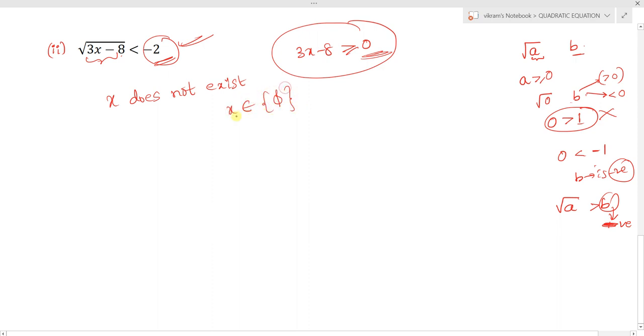Simply, x is a null set. We can say that x does not have any values on the real axis. Why? Because the square root of a quantity is always greater than or equal to 0, but in the question the inequality says the square root of the quantity is less than a negative value, less than -2, which is not possible.